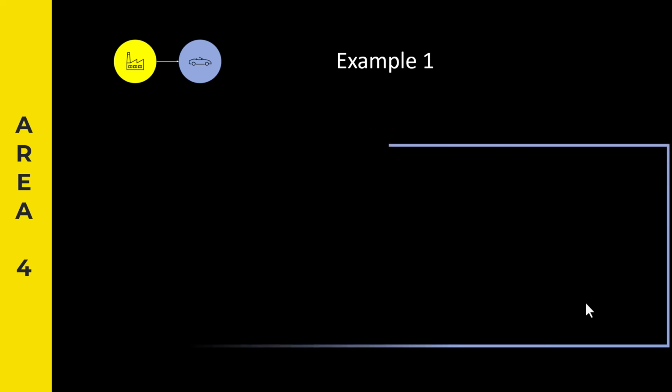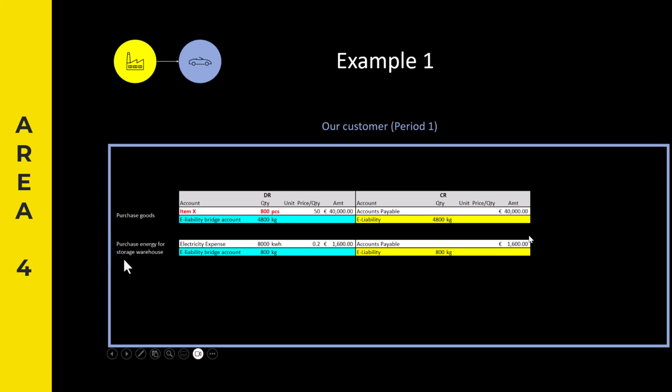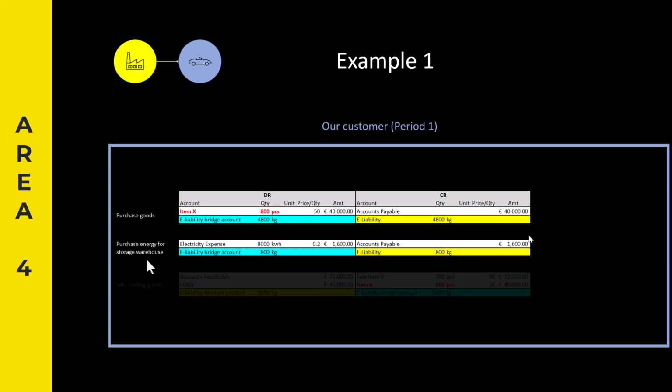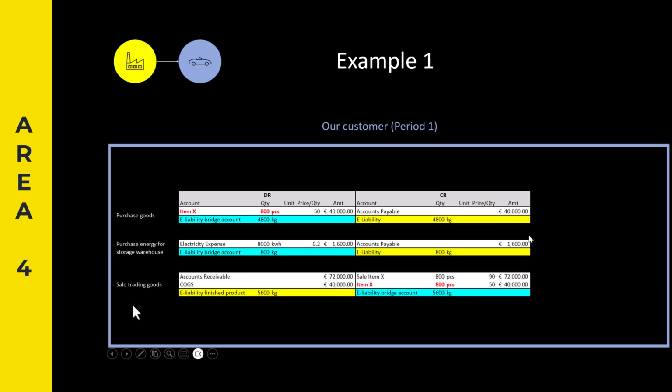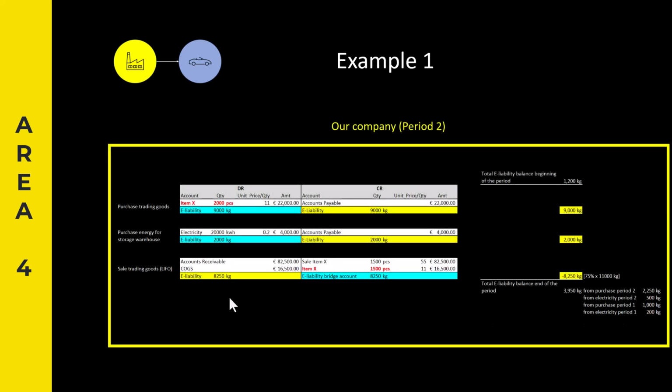Now, if you look at our customer, what does it mean for our customer? Our customer buys the products from us, 800 pieces in this case. It debits inventory and credits accounts payable, but now he gets these emissions from us and records it in his books. And the same happens if our customer buys electricity or energy for his warehouse. And if our customer sells the product again, then the e-liability is reduced. So that's the basic principle. The next slide will give you an idea of the second period, we can just skip that because it's the same principle.